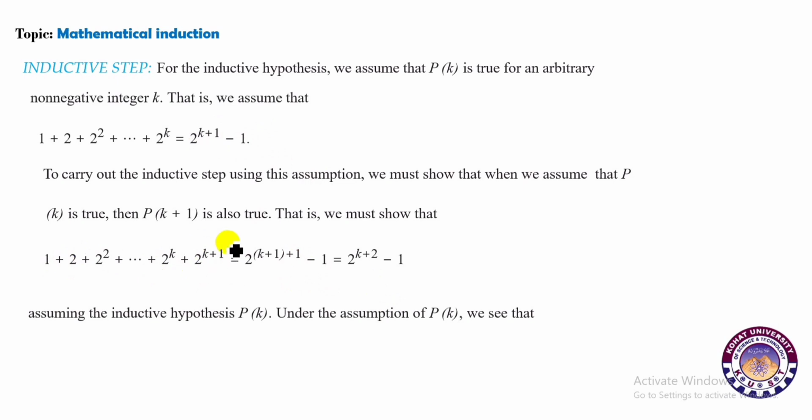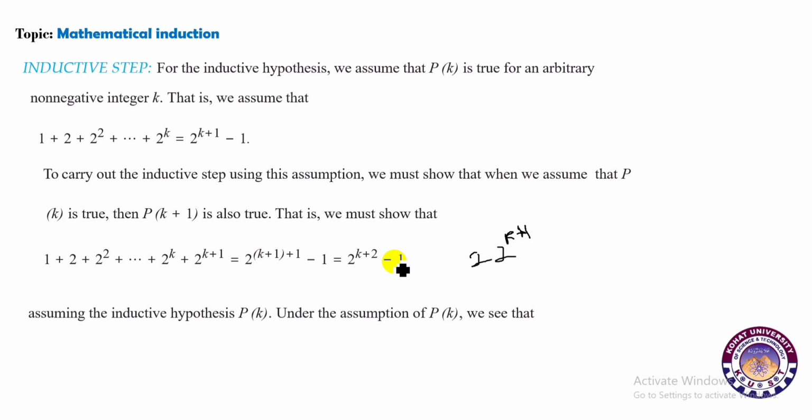If we combine 2 raised to the power k plus 1 plus 2 raised to the power k plus 1, we can write 2 times 2 raised to the power k plus 1. And from 2 times 2 raised to the power k plus 1, we can write 2 raised to the power k plus 1 plus 1 using indices rule, which is equal to 2 raised to the power k plus 2 minus 1.